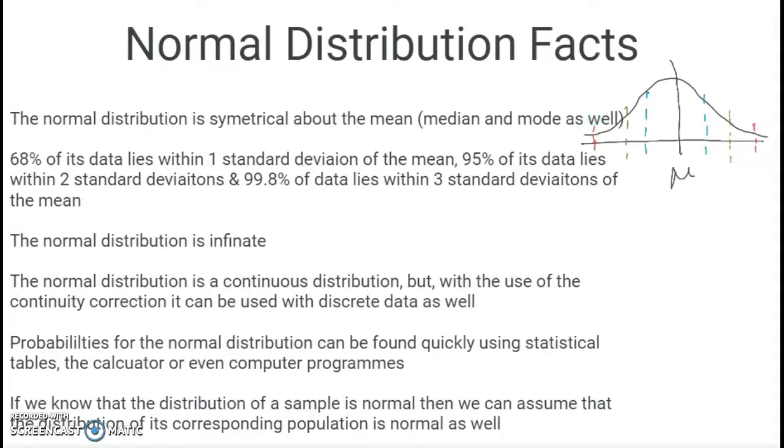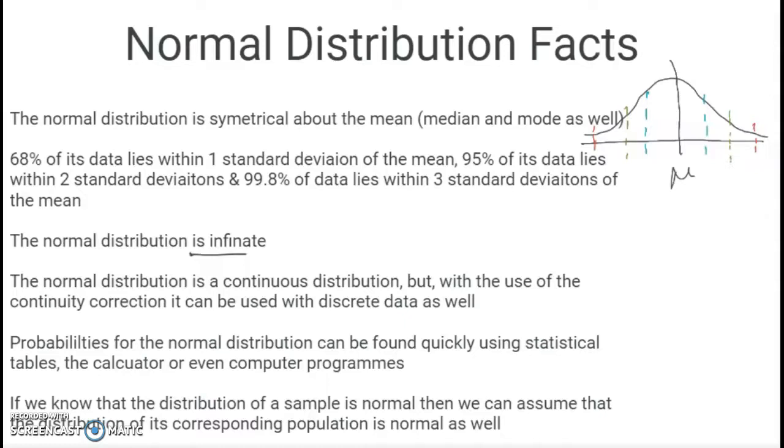Now the important bit to realise about that final point, that 99.8%, is that the normal distribution is infinite. That normal distribution curve never touches the bottom. It gets closer and closer to the bottom, but it never touches it. There's always a possibility that that lowest value can go on to negative infinity, and that highest value can go up to positive infinity.